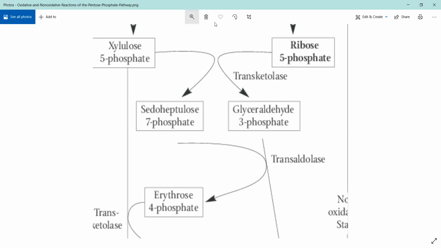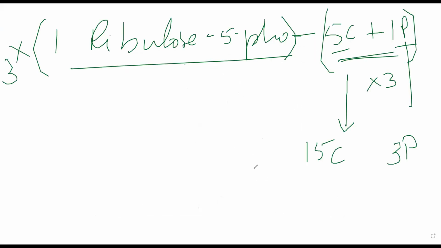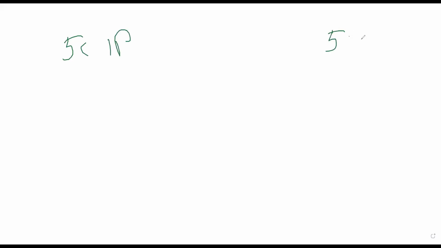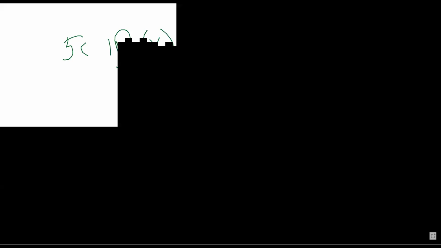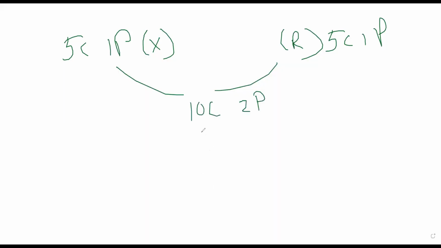So if I show it on this diagram, I have 5 carbon 1 phosphate and I have 5 carbon 1 phosphate. This is xylulose, this is ribose. Okay, I am adding both of them. So what do I get? 10 carbon 2 phosphate, right? I will split them up in a different way.